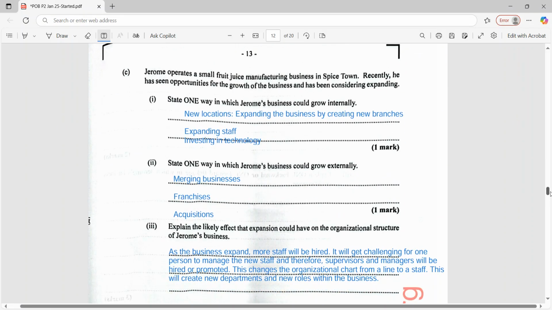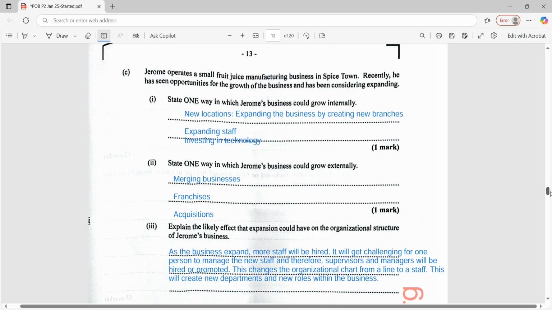Jerome operates a small fruit juice manufacturing business in Spicestone. Recently, he has seen opportunities for the growth of the business and has been considering expanding. We should state one way in which Jerome's business could grow internally. I have three. He can open new branches, right? So that's expanding the business by creating new branches. He can add more persons to his staff, so expanding his staff, or he can invest in technology.